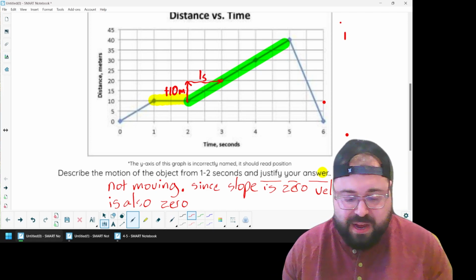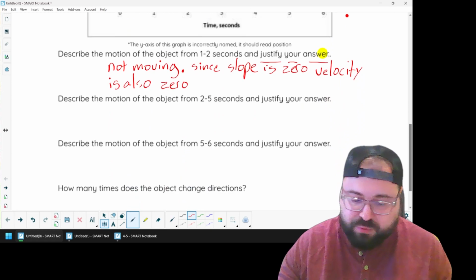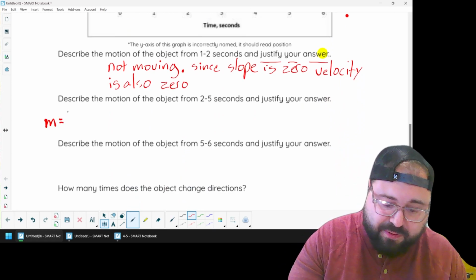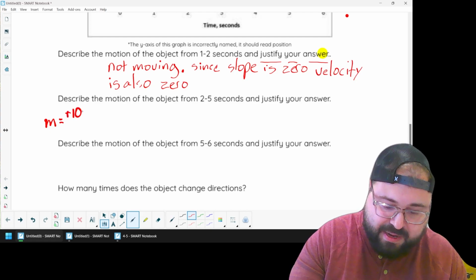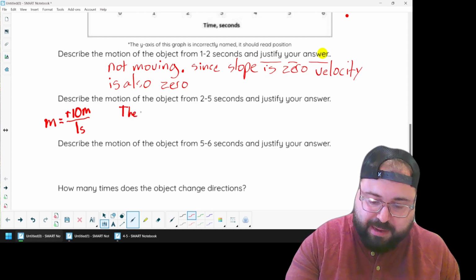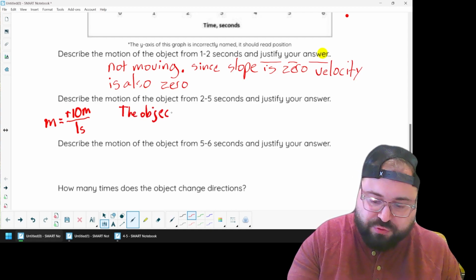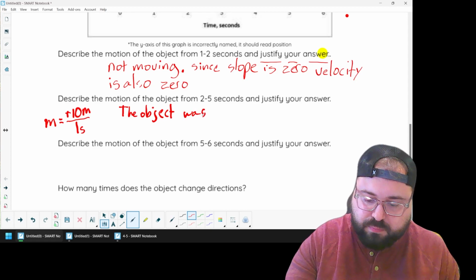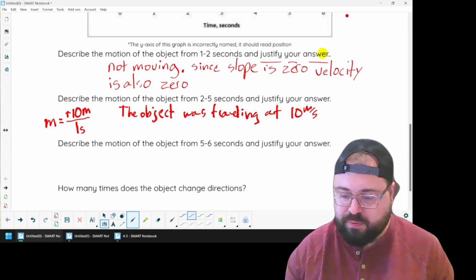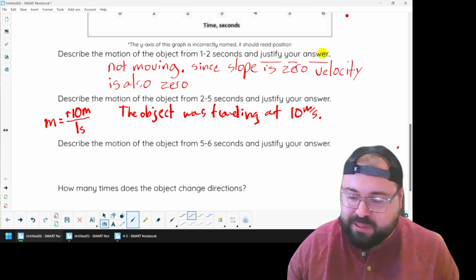So if I was to find the slope of this, I could come over here and say, all right, slope is delta y over delta x. So we had 10 meters in 1 second. So I would say the object was traveling at 10 meters per second. So we got the velocity of the object.